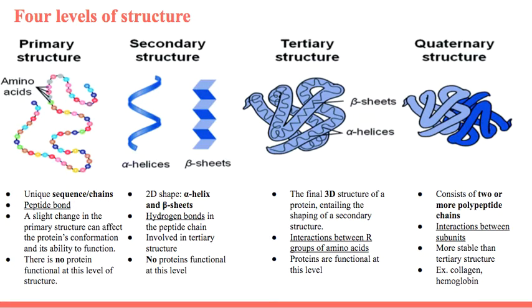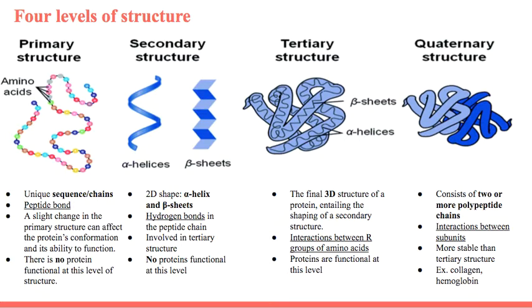So from the first one, basically, it's just the sequence and the chains of the polypeptide. The bond that's responsible for binding amino acids together is called the peptide bond, which is a covalent bond. The primary structure is very important because it is responsible for all the later structure.